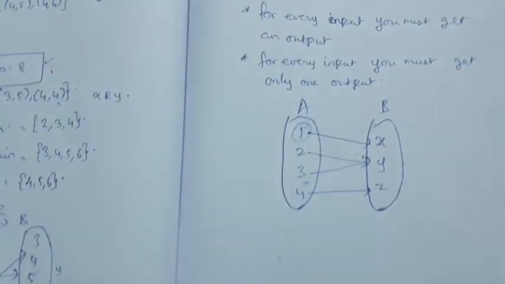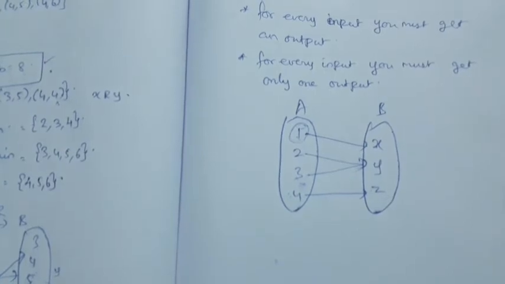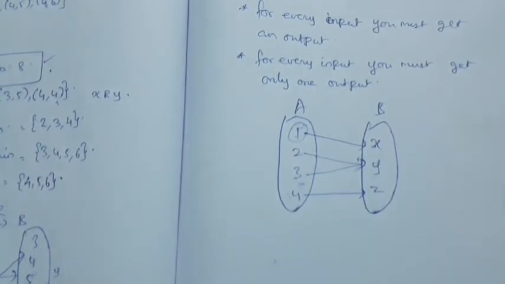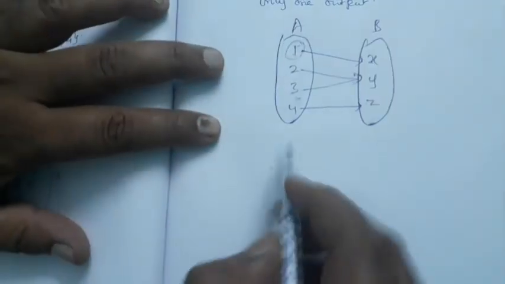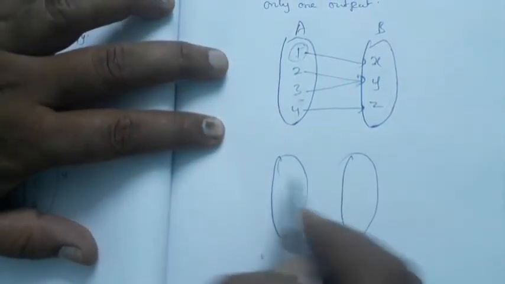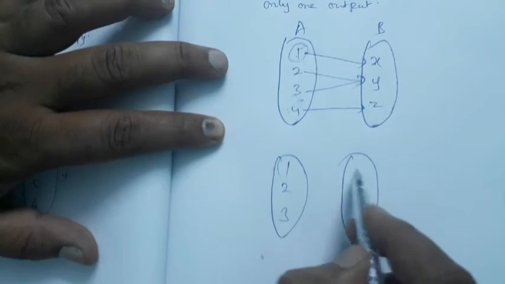For every input you must get one and only one output. Only one output you must get. You should not get more than one output. See, you should not get like this: 1, 2, 3, and here you can take 5, 6, 7, 8.